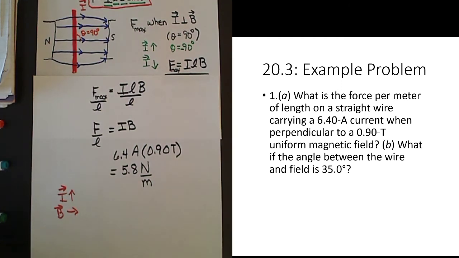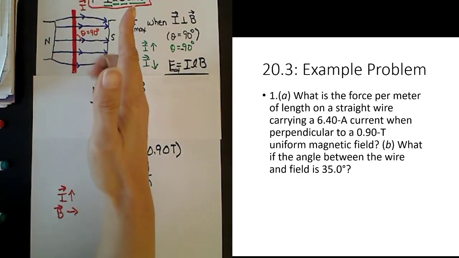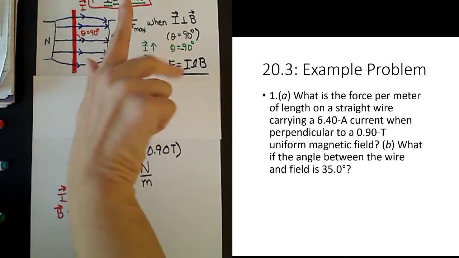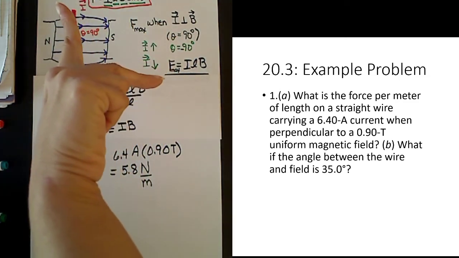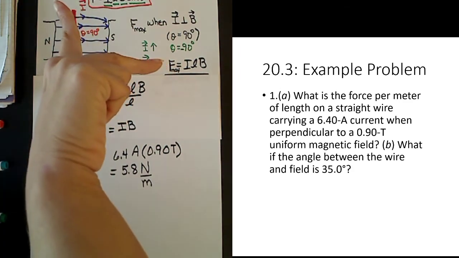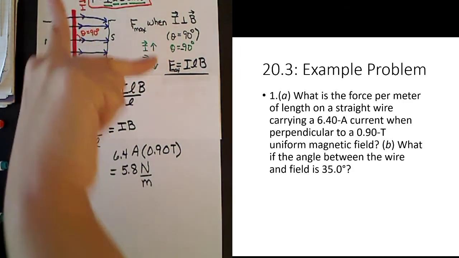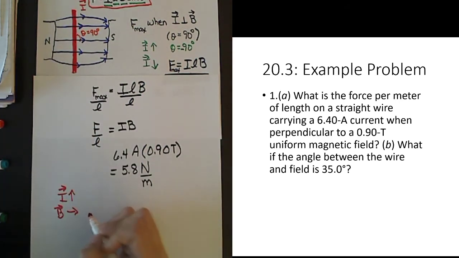Okay, so using our right hand, again, in order to point our first finger in the direction of I, up, and our middle finger in the direction of B, then our thumb has to be pointing down. So our resultant force would be into the plane of the page.